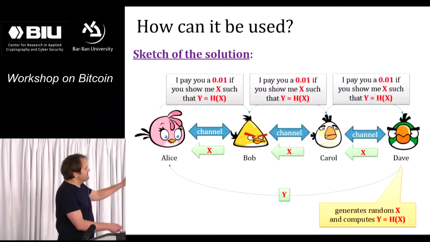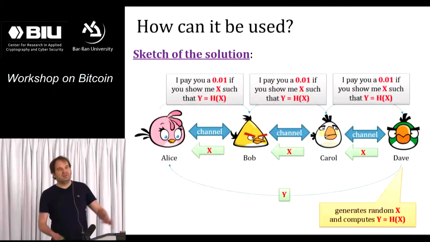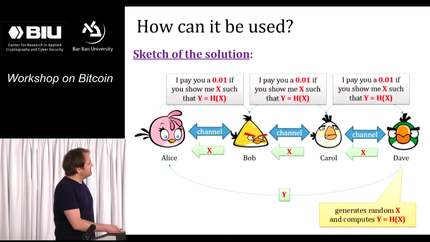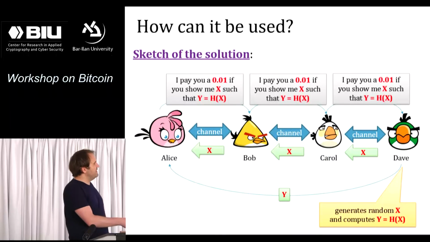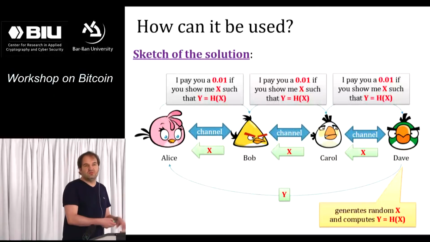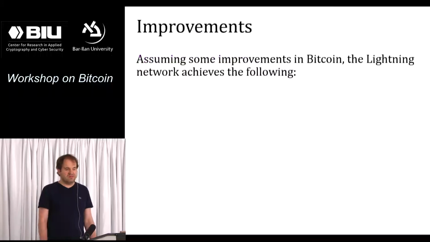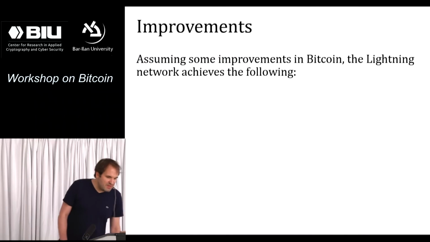Of course, you need to have several time locks so that you are sure that money doesn't get locked. For example, if Dave doesn't provide this x on time, then Carol can enter some procedure of closing the channel: I don't want to do anything anymore with Dave because he is not providing me x. There are many improvements to this.